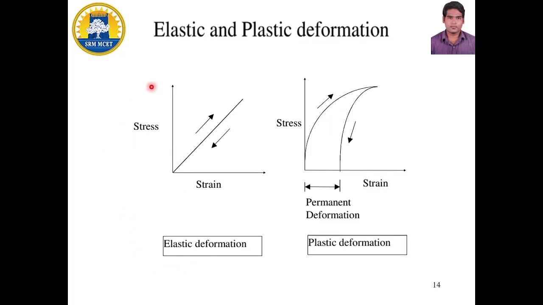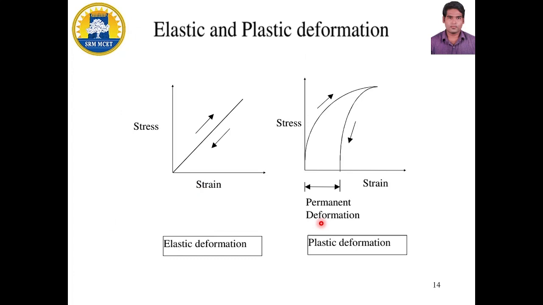So this image shows the relationship between the stress and the strain. When the material is under the elastic limit, wherein when we remove the load, it comes back to its original shape and size, under that situation the stress is directly proportional to strain. That means whatever stress we are applying, a corresponding strain will occur. And when that stress is removed, the corresponding strain will also be removed. That is the condition under elastic deformation.